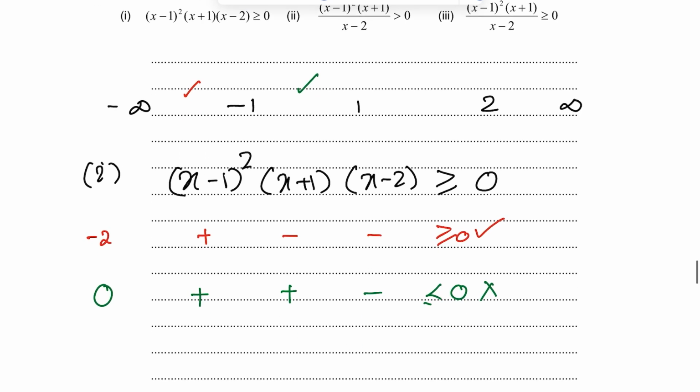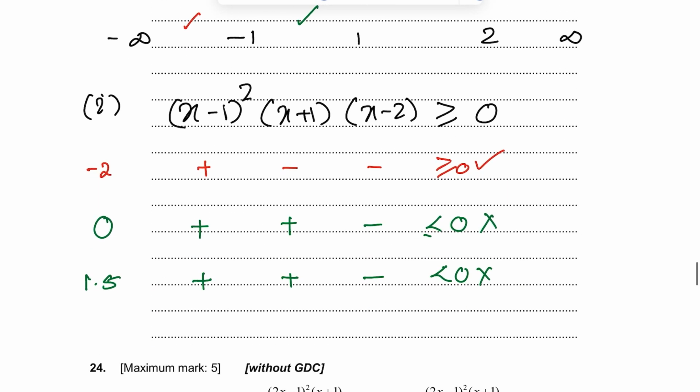Then I'll be taking between 1 and 2, maybe 1.5. At 1.5, it becomes positive, positive, negative. It is still negative, so not possible. Then I'll take 2.5. If I take 2.5, positive, positive, positive, so greater than 0, so it is there.